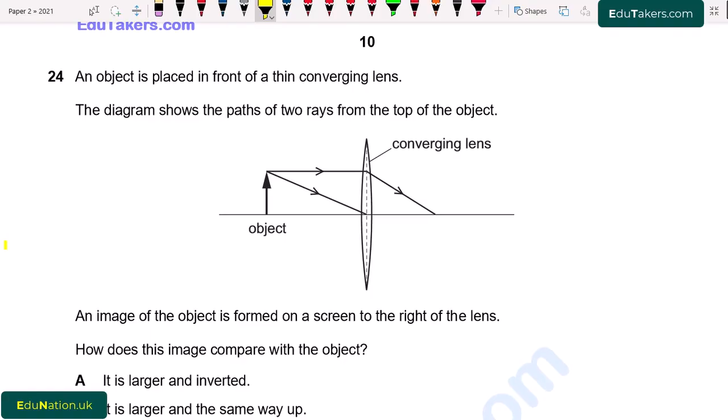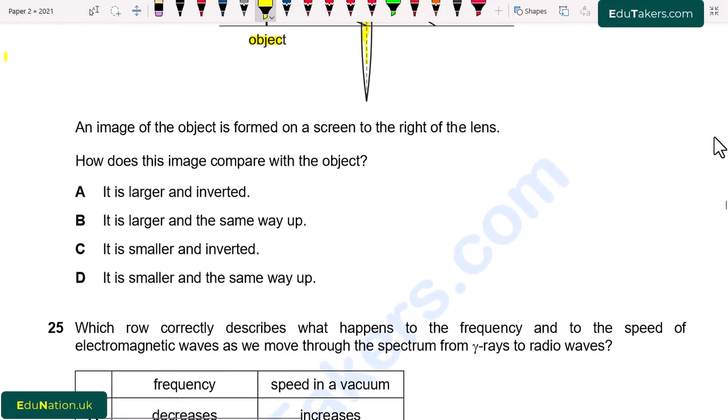Question number 24. An object is placed in front of a thin converging lens. The diagram shows the path of two rays from the top of the object. Here is a diagram which shows a converging lens with the object placed on the left side of the lens, and two rays emerging from the top of the object. An image of the object is formed on a screen to the right of the lens. How does this image compare with the object? So here we have to compare the image with the object.